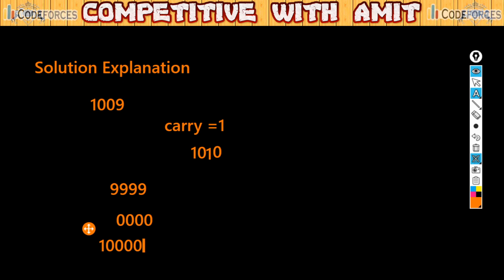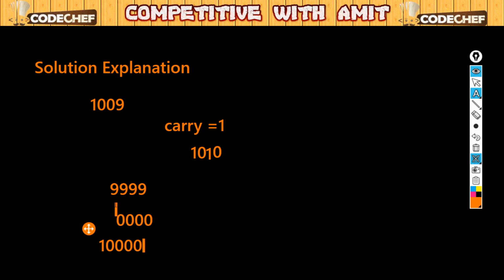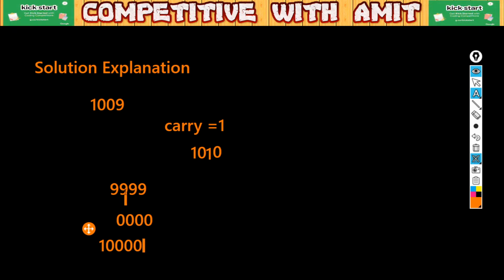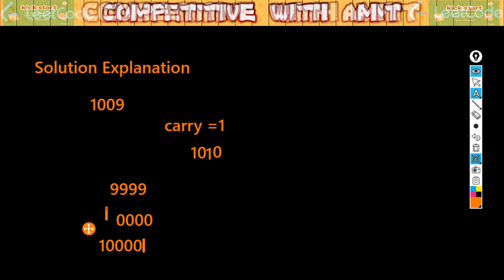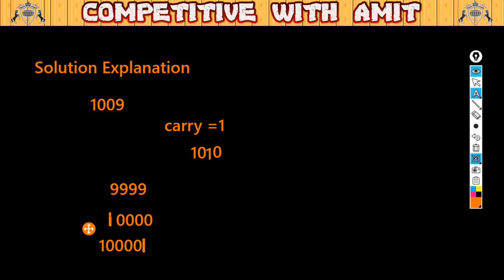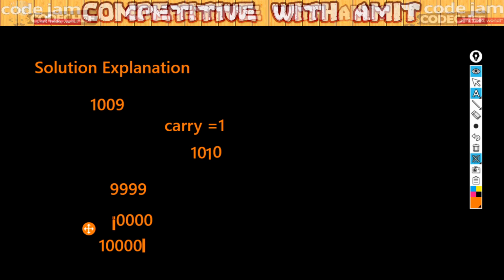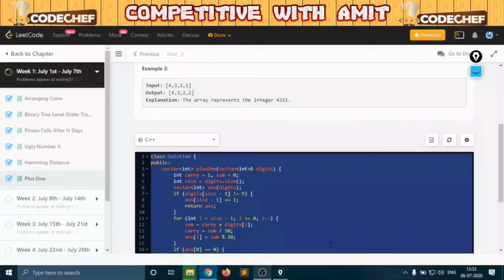So for that, what we will do is first make this an array, and now we will check at the end whether we have a carry or not. If we have a carry, then we will make one more index in the array, insert at that index at the beginning, and increment it by 1. So the answer will be 1 0 0 0 0. This will be our answer.